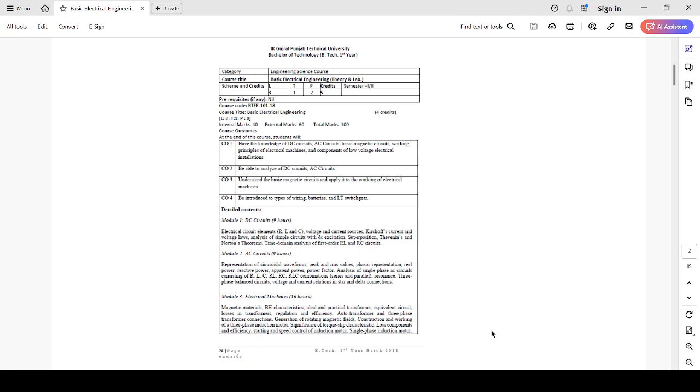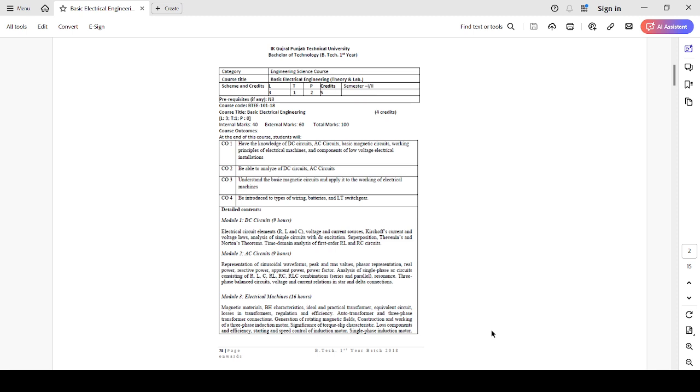The first course outcome is that we will have the knowledge of the DC circuits and the various types of AC circuits. We will also be learning the basic magnetic circuits, which will be very useful in understanding the basic principle of the AC and DC machines. And we will also be learning the various components of the low voltage and high voltage electrical installations. Course outcome number 2, that we will be able to analyze the dynamics of AC and DC circuits. Course outcome number 3, that we will be understanding the basic magnetic circuits and their applications in various electrical machines.